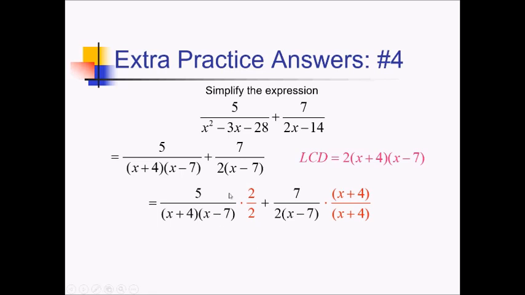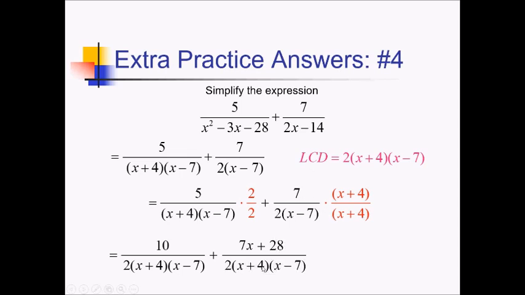So for our first fraction, 5 times 2 gives us a 10 in the numerator, and in the denominator, I'll now have the 2, the x plus 4, and the x minus 7 that I wanted. For the second fraction, I need to distribute this 7 to the x plus 4, so that gives me 7x plus 7 times 4 is 28. And in the denominator, I again have 2, x plus 4, x minus 7, common denominator. Since I've got the same denominator, I can rewrite this as one big fraction over that denominator. And now let me just add the numerators together.